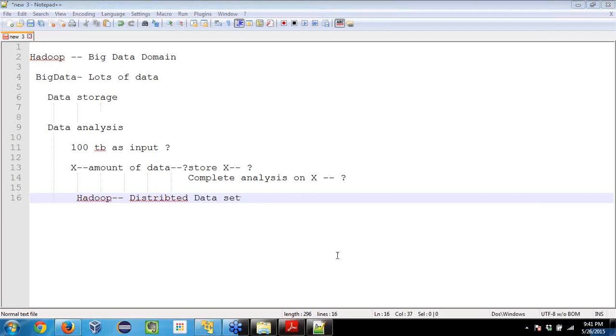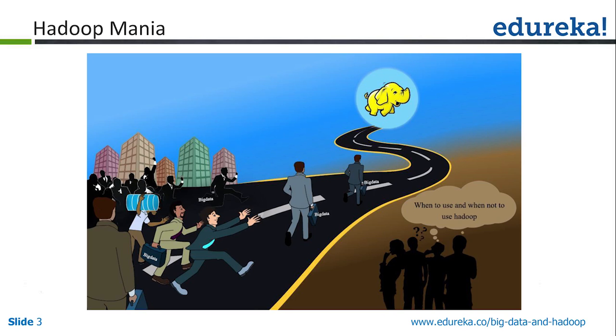It is a completely distributed framework which tries to solve the big data problem we discussed, the amount of data as well as the complete analysis of data. So that gives a very small introduction of what Hadoop is all about. Maybe next we can go over the slides and understand when to use Hadoop and when not to use Hadoop. Is everybody clear on this? You're getting an understanding of what Hadoop is all about?